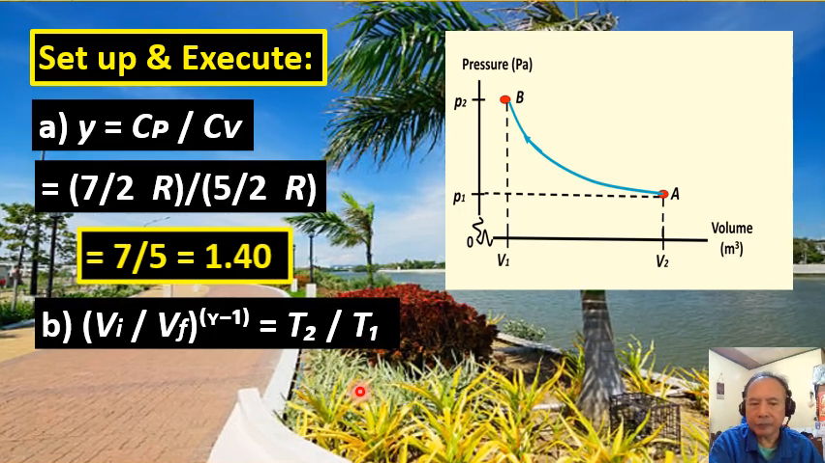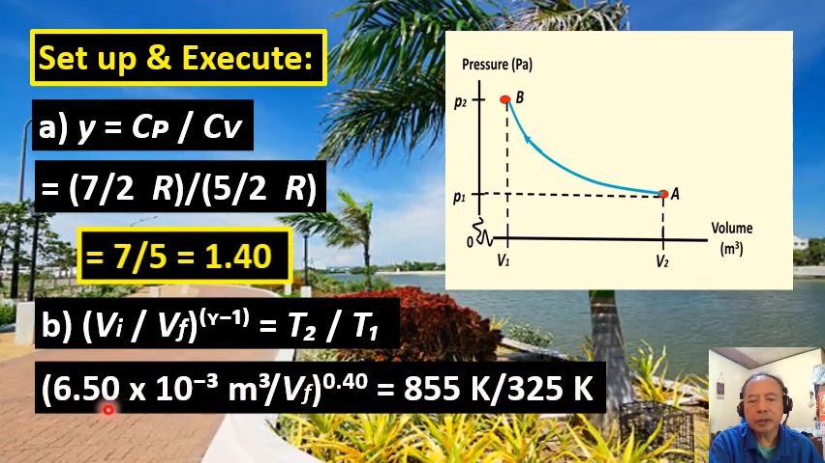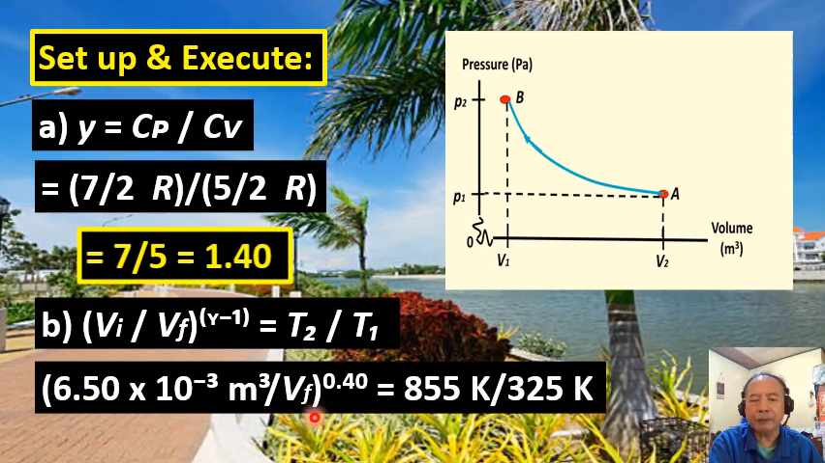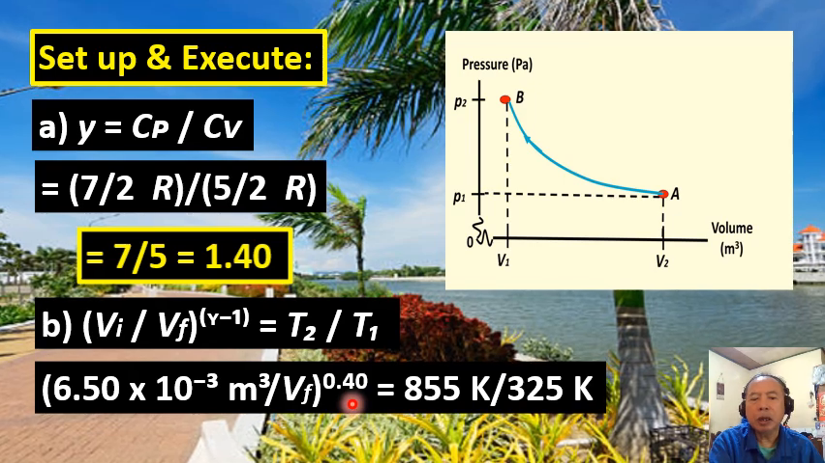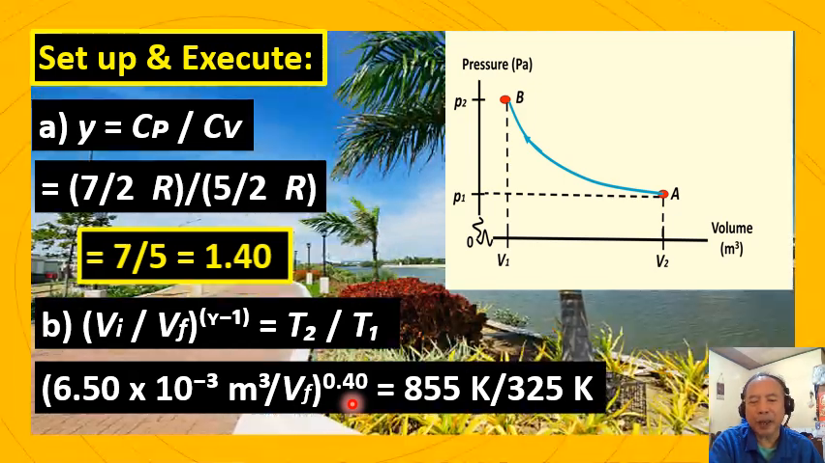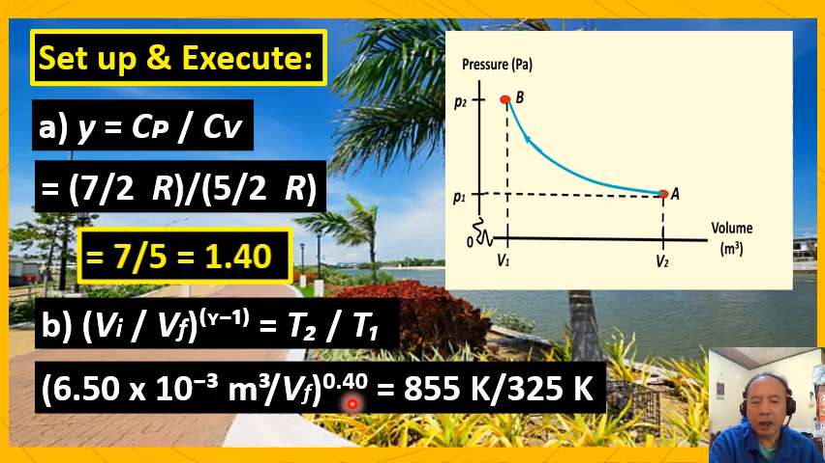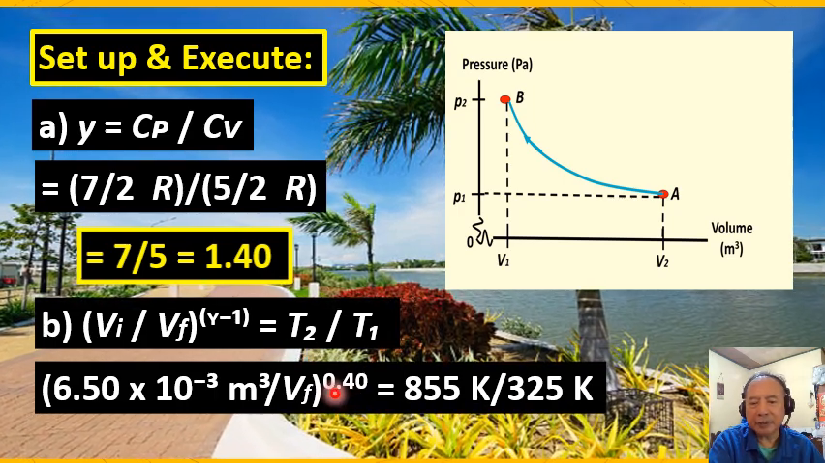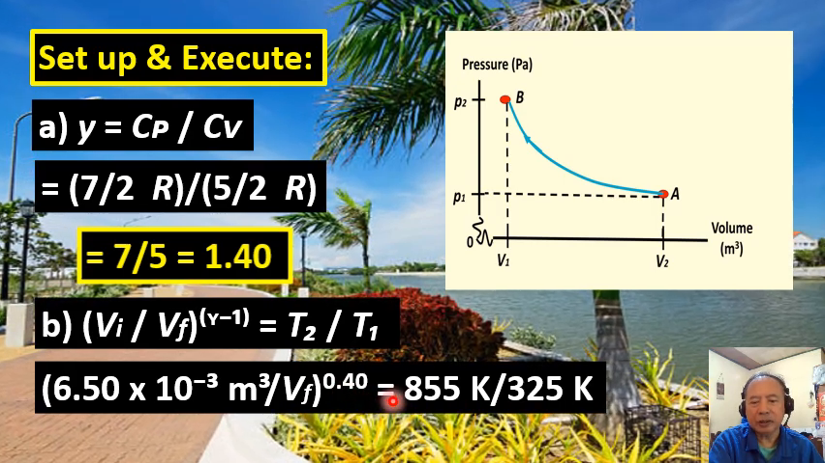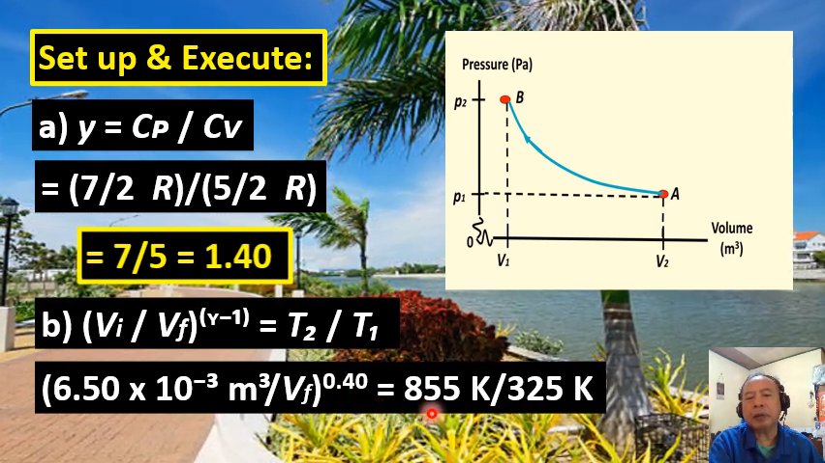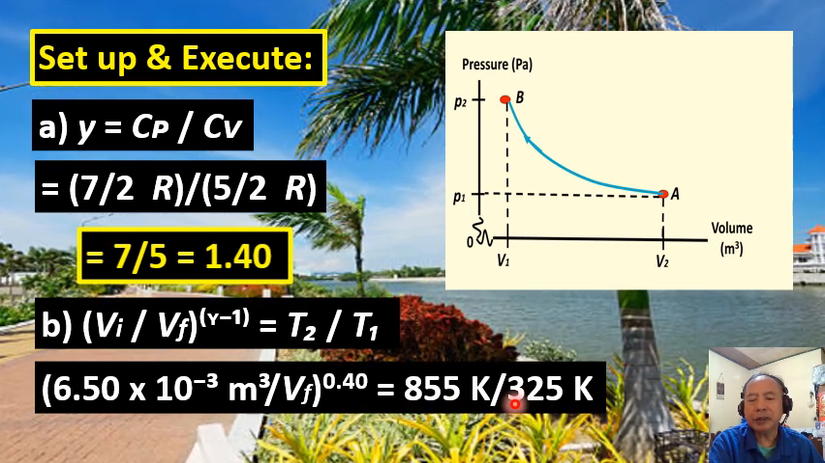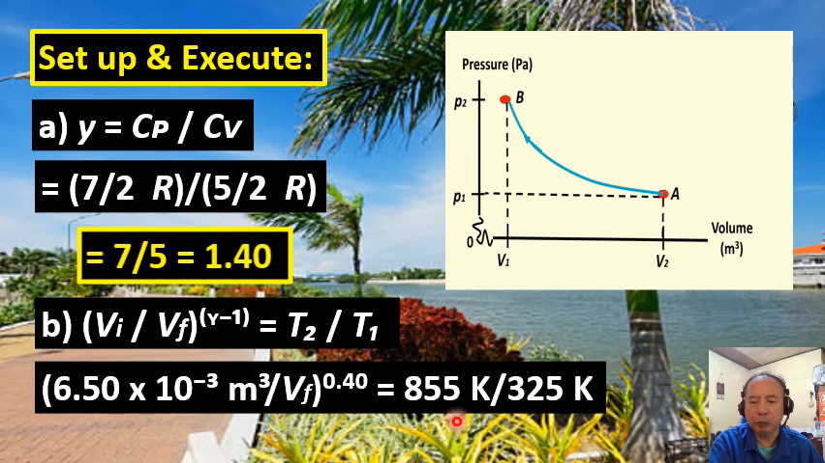That is, 6.50 × 10^-3 cubic meters divided by V sub F, raised to the value of gamma, 1.4, minus 1, that gives us the power 0.40, equals 855 Kelvin, which is the value of T sub 2, over 325 Kelvin, which is the value of T sub 1.